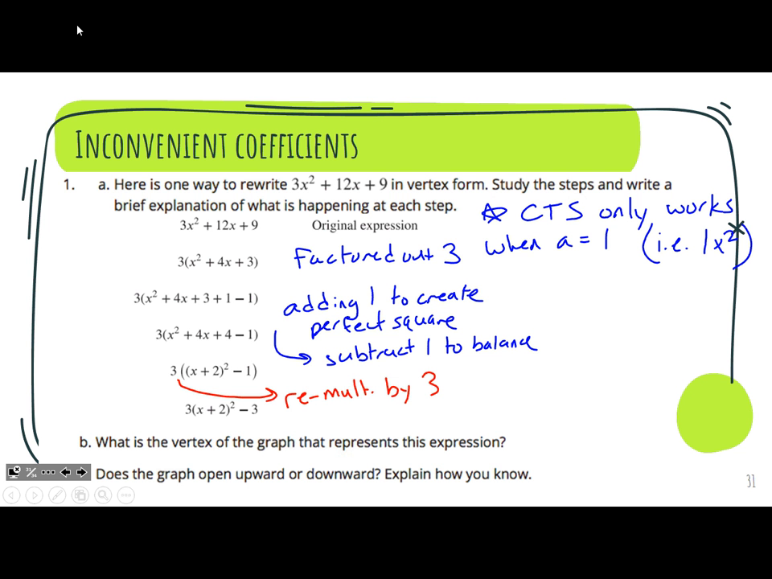So here's some other questions that you can ask. So what's the vertex of the graph? Well, now we know what the vertex is. -2, -3. Remember, the scale factor does not affect the location of the vertex. All that scale factor does is say how far the parabola opens. Does it open upward or downward? You should know it's up because the number is positive at the start. The 3 itself is positive.